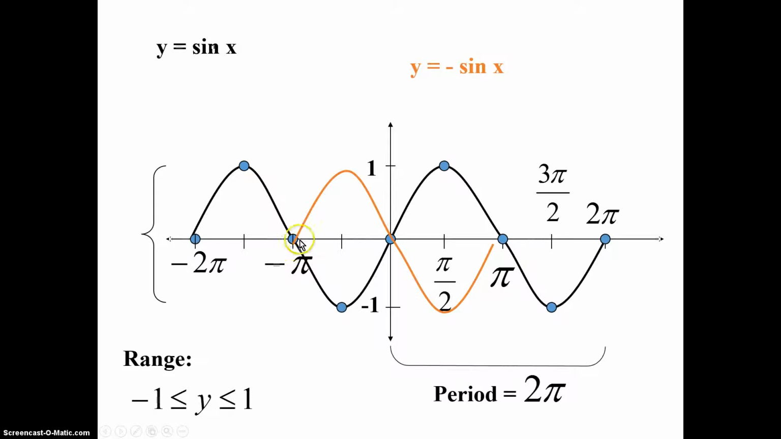So as you can see, as I mentioned, when you flip the original, this is the original dip, and once it's flipped, it has now turned into a hump. And right here, this hump, the original hump, has now turned into a dip when you have negative sine of x.